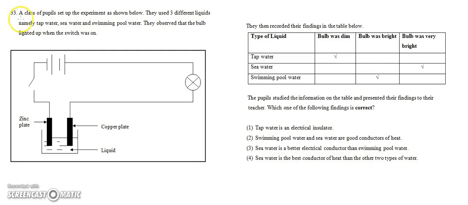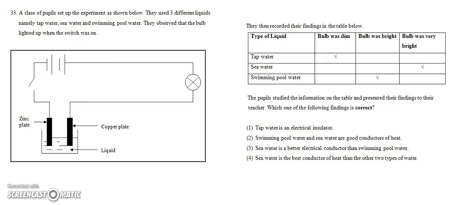Question 33. A class of pupils set up the experiment as shown below. They used 3 different liquids, namely tap water, seawater, and swimming pool water. They observed that the bulb lighted up when the switch was on.